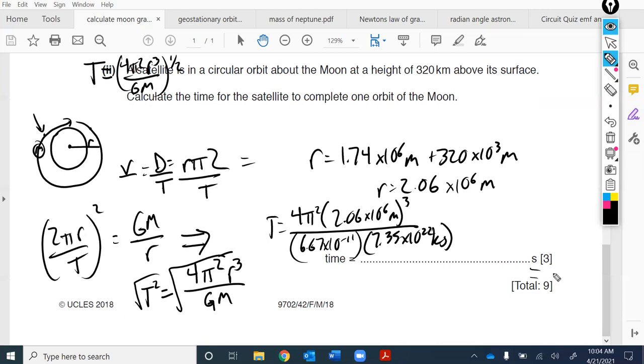So 4 times pi squared times 2.06 by 10 to the 6 to the 3rd, divided by 6.67 by 10 to the negative 11, divided by 7.35 by 10 to the 22. I'm getting 7.04 by 10 to the 7. I didn't take the square root. Wait a minute. This is a long time, like 53 years.